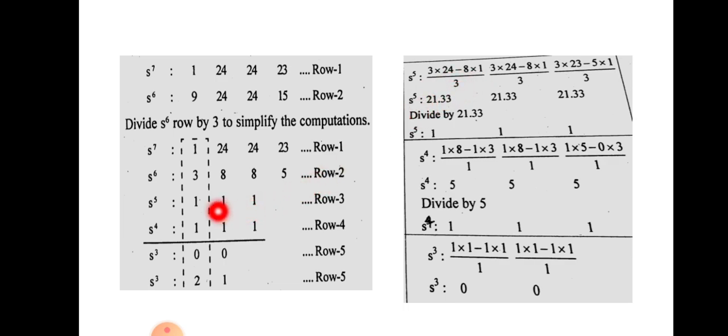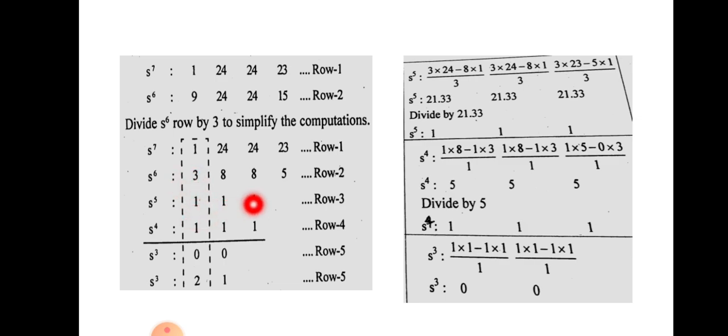Similarly, next entry of 1 is obtained by taking the determinant of 1, 3 and this 24 and 8. So determinant is formed by 1, 3 and 24 and 8, and we will take the negative determinant of these 4 entries, and we will divide it by this 3. So that step is 3 into 24 minus 8 into 1 divided by 3. So for finding the second entry in the s raised to 5 row, we will take the negative determinant of these two and these two, and that will be divided by 3.